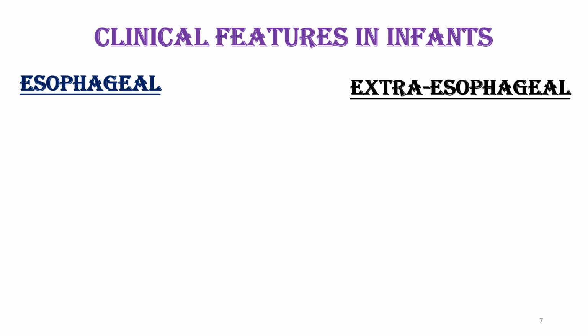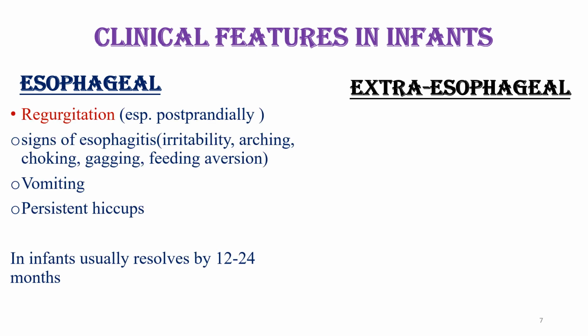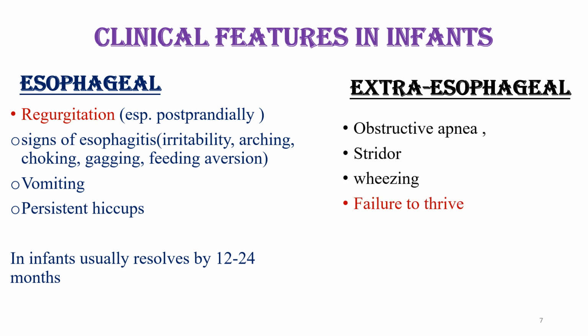For infants, symptoms of GERD include regurgitation and vomiting, especially postprandially. Signs of esophagitis include irritability, choking, gagging, feeding aversion, hematemesis, and food refusal. Extra-esophageal manifestations include apnea, stridor, failure to thrive, and obstructive apnea, and in infants it usually resolves by 12 to 24 months.